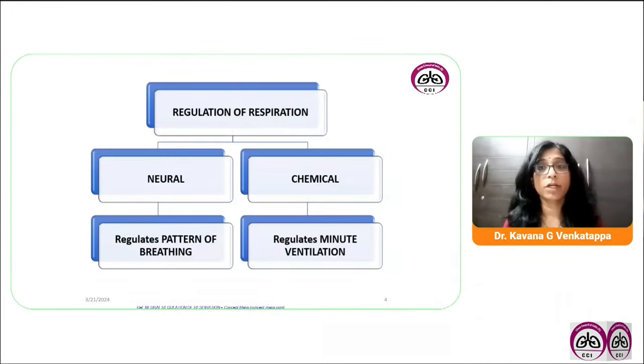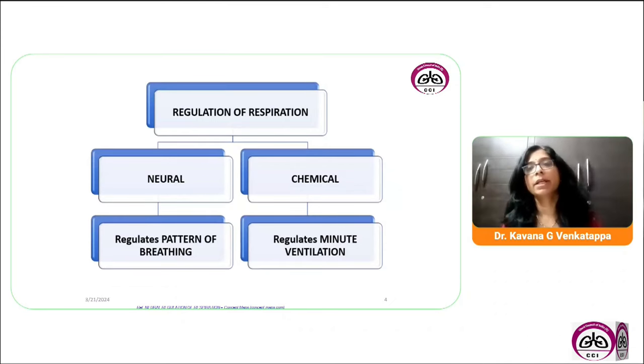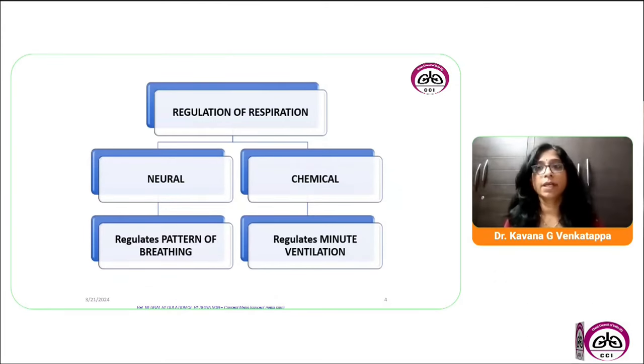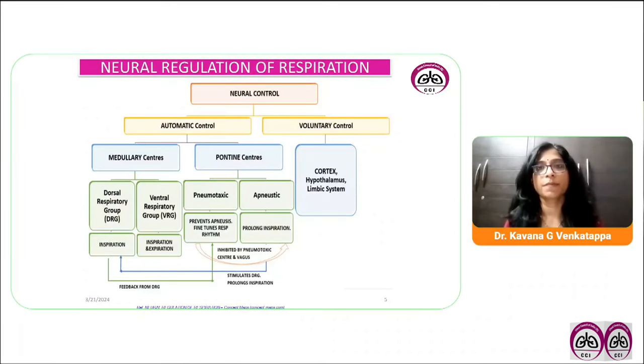Regulation of respiration we broadly classify into neural and chemical regulation, where neural mainly regulates the pattern of breathing and the chemical regulates the minute ventilation, that is the rate and the depth of respiration. Neural control is again divided into automatic control and voluntary control. Voluntary control is mainly by the higher centers of the brain, that is the cerebral cortex, hypothalamus, and limbic system. For example, voluntary hyperventilation and breath holding act via the corticospinal tract, where it bypasses the medulla.